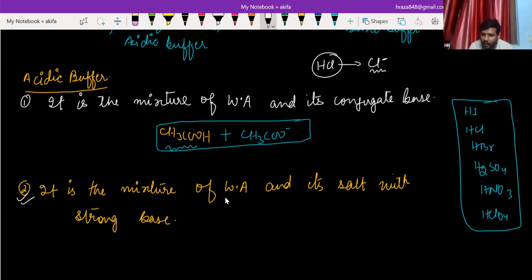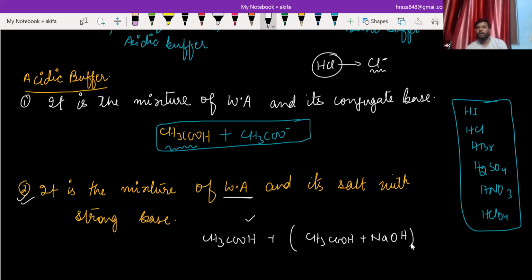It is the mixture of weak acid. Just take a weak acid, that is CH3COOH, and its salt with a strong base. That means there will be formation of a salt, and that salt is made from this weak acid and a strong base. NaOH is a strong base. All the hydroxides of first group elements are strong bases.